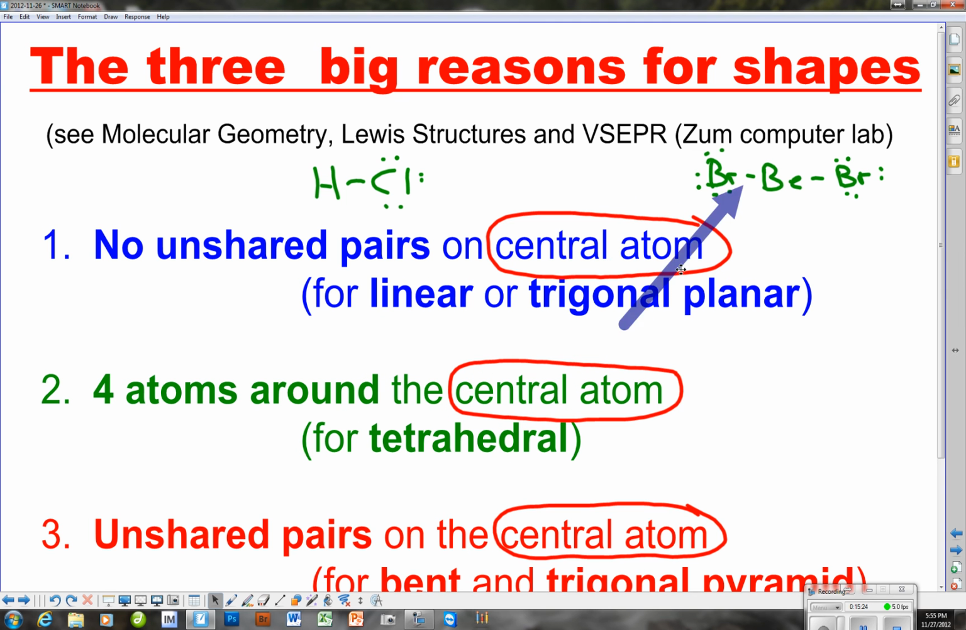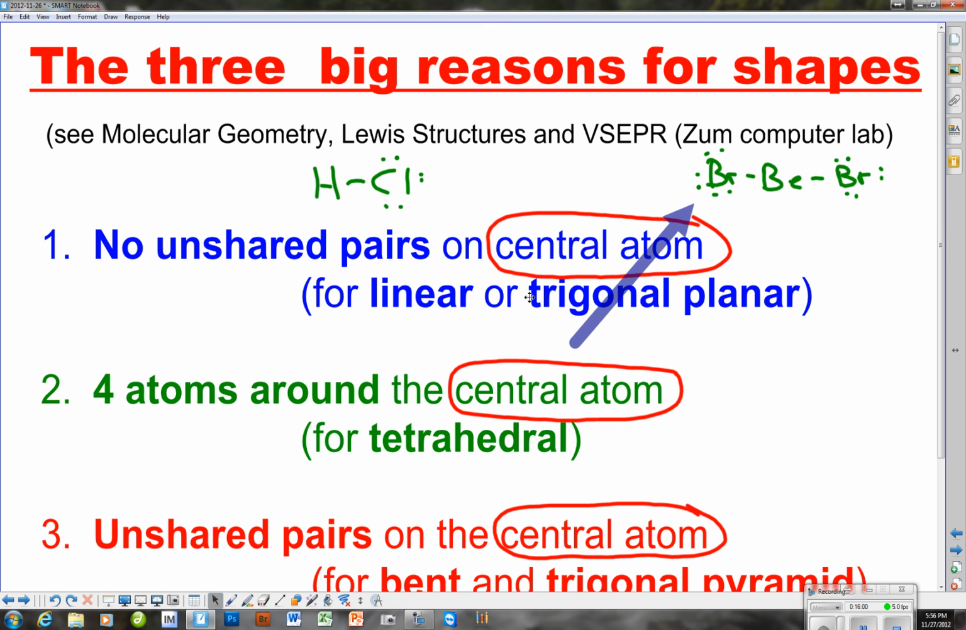Now, as we look at this molecule right here, this is a linear molecule. Why? Because there's no unshared pairs on the central atom, which in this case is beryllium. So, because there are no unshared pairs, this guy can stay straight, and unshared pairs are going to bend the molecule. We don't have time in the video here to talk about that whole concept, but suffice it to say that this rule does work.